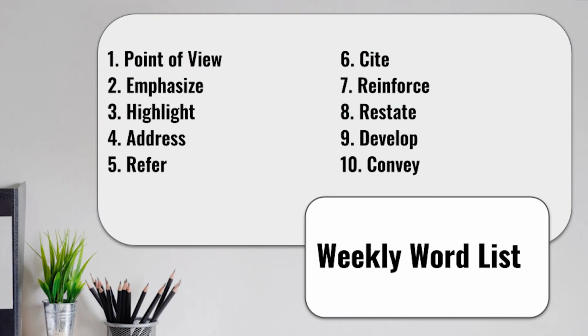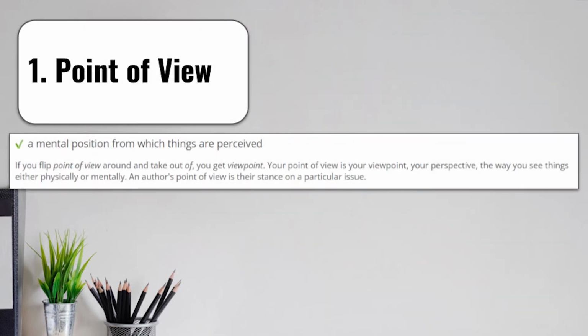These are our 10 words on our list. To pronounce them, the first are point of view. Number 2 is emphasize. 3, highlight. 4, address or address. Number 5, refer. 6, cite. 7, reinforce. Number 8, restate. 9, develop. 10, convey. Word number 1 is point of view.